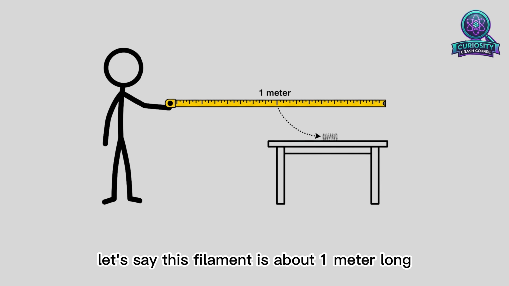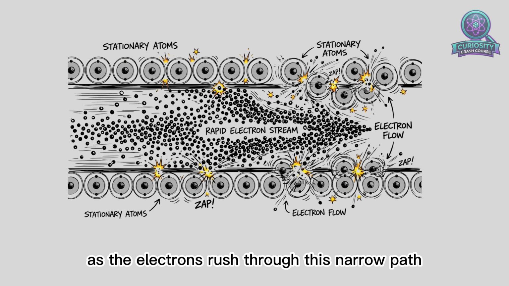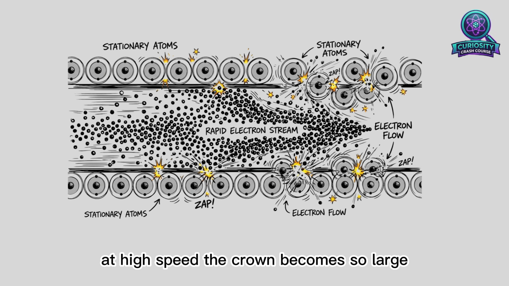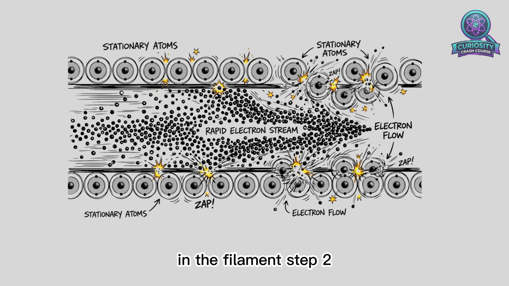Let's say this filament is about 1 meter long, but it is twisted so tightly that it looks like only 1 to 2 centimeters. As the electrons rush through this narrow path at high speed, the crowd becomes so large that they start colliding with the atoms in the filament.